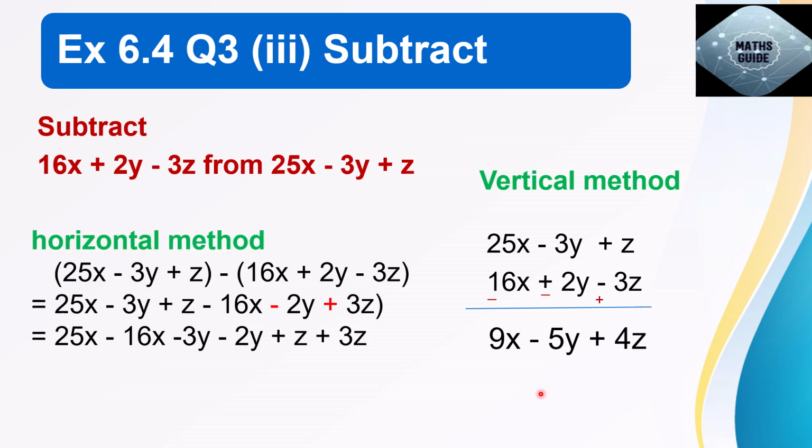Now the horizontal method: we write the two expressions separated by the minus sign. The second step is opening the brackets, but when we open the bracket we have to change the sign of the second expression, as we did in the vertical method. We will change the sign, and this step is very important. Please students, don't forget. Then in the third step we can align the like terms, and the final step is the answer, which is the same as we have in the vertical method.